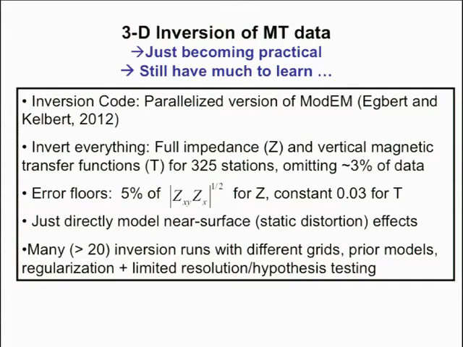We omitted about 3% of the data. And we did many, many inversion runs, and I'm really going to be showing you results from a single one. And I think a key point here is we just said, okay, these near-surface static distortion effects, we've got enough parameters and degrees of freedom in the model. We'll just hope that we can actually fit the data well enough.